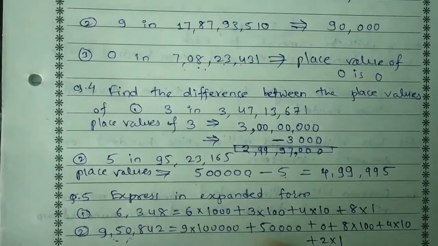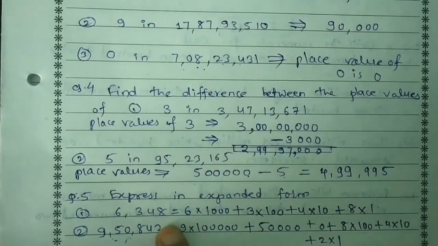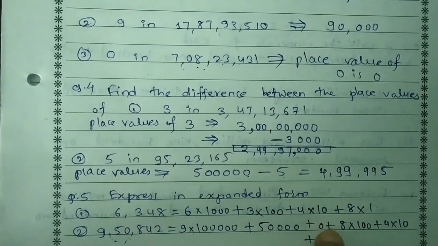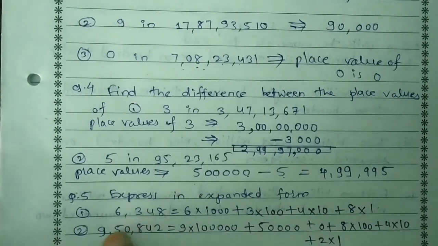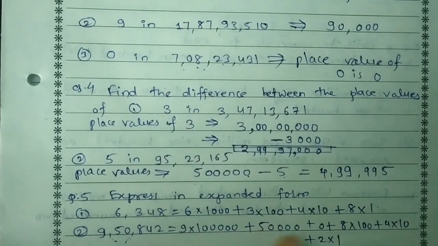It is at the unit place, so 2 into 1. 4 is at the tens place, so 4 into 10. 8 is at the 100 place, so 8 into 100. And 0, you will write 0 plus the 50,000 place. You can say 5 into 1000 also you can take.